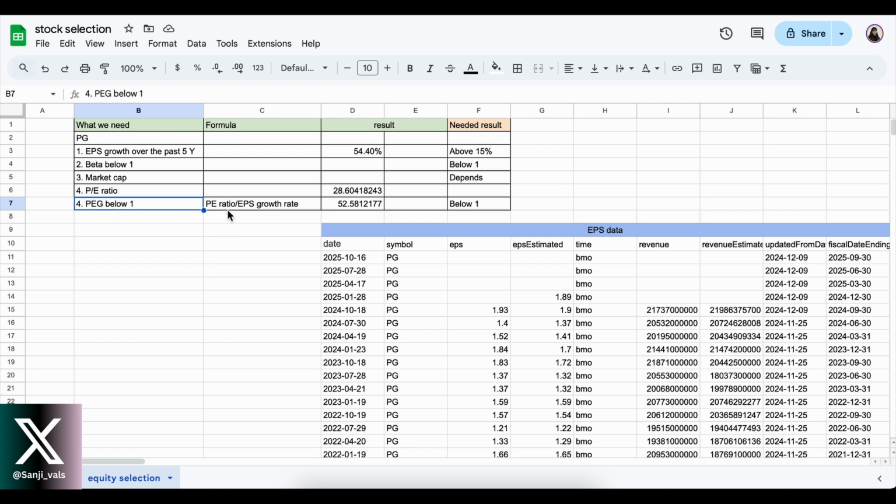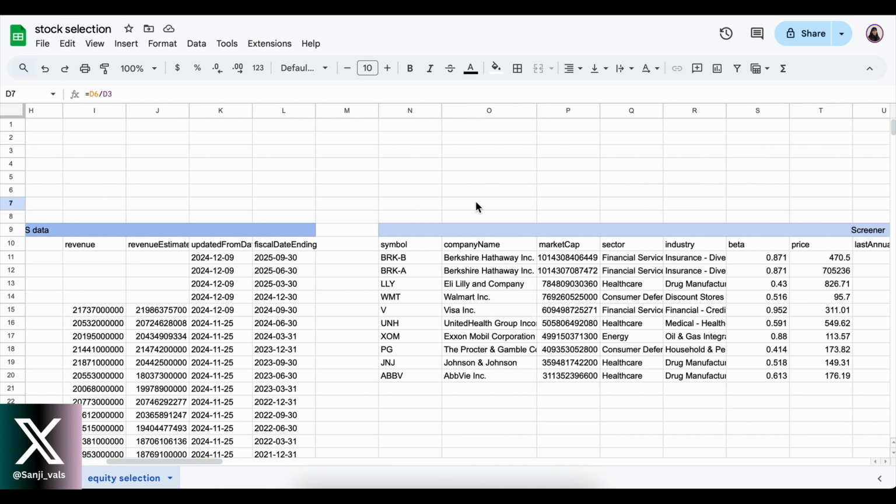So the formula for the PEG ratio is the price earnings ratio that we extracted divided by the EPS growth rate that we also extracted. So it is 52 in our case. As you can see, that's a simple formula. We simply take the ratio and divide it by the EPS growth rate and we get 52. In our case, the stock is overvalued and you should try finding other stocks that look more attractive with a PEG ratio below 1. You can try searching in this list.